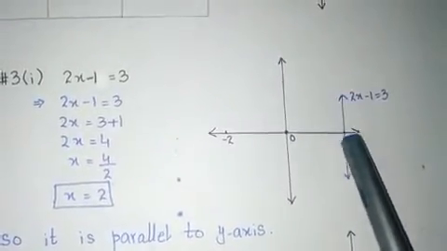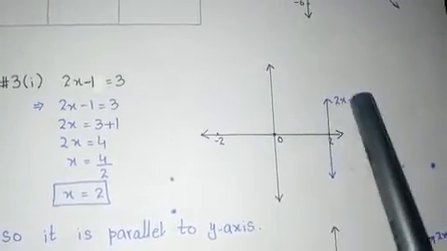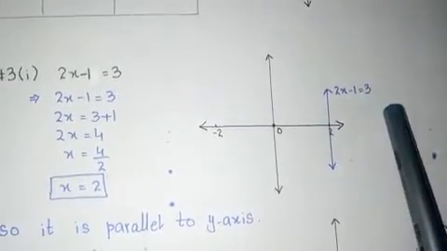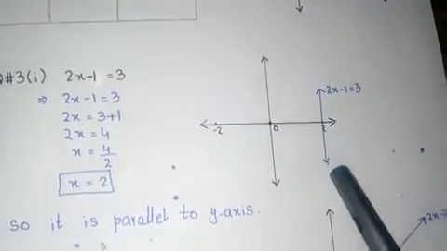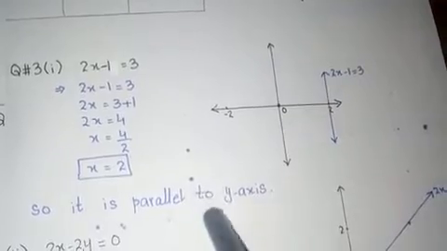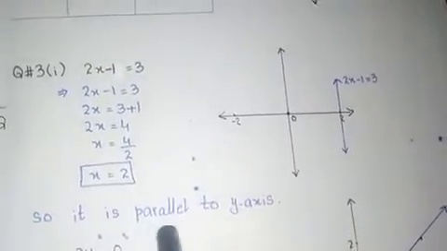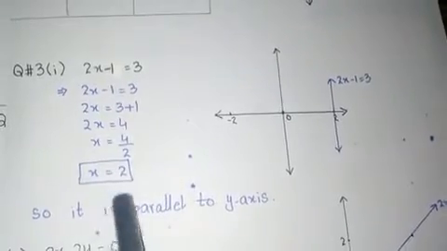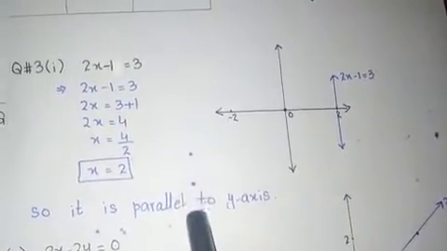Now plot the graph. So this is the graph line of 2x minus 1 is equals to 3, and it is parallel to y-axis. So it is parallel to y-axis. This statement is very important because the question is asking whether it is parallel to x-axis or y-axis. So it is important and it is mandatory to write this sentence.